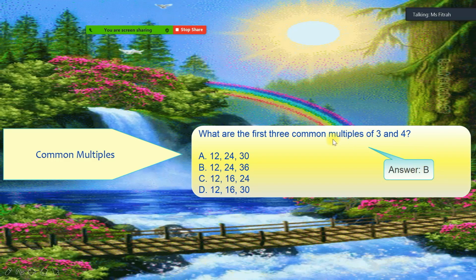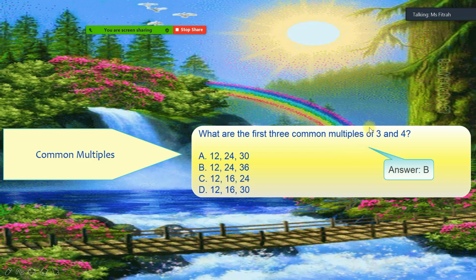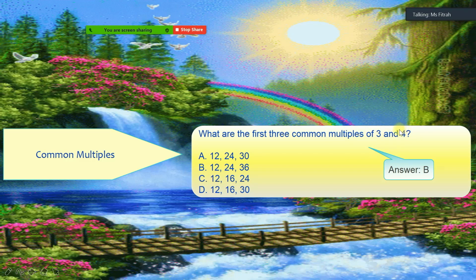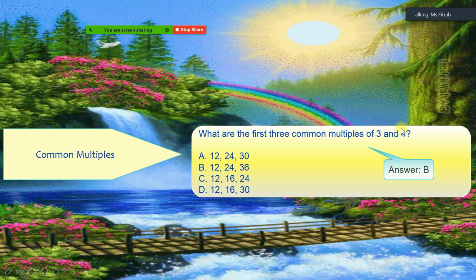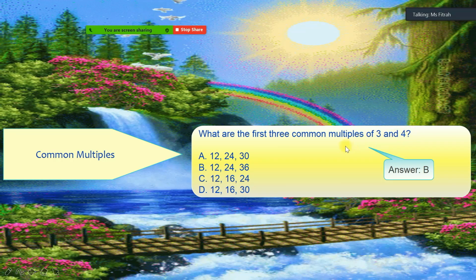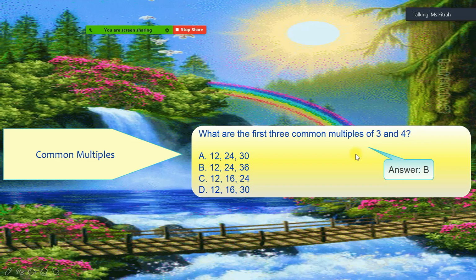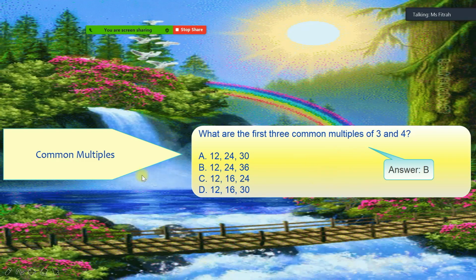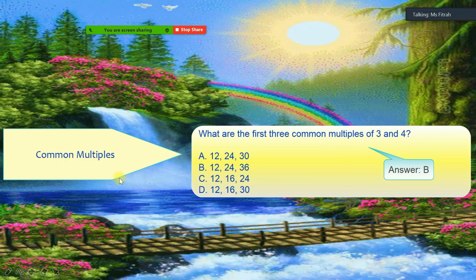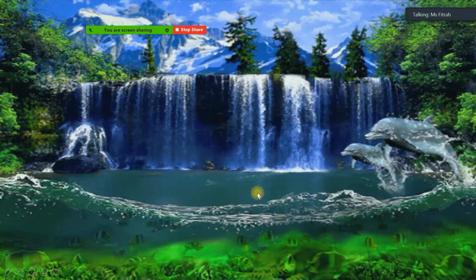Yeah, you must find the multiples of 3 and then find the multiples of 4. After this, you can look at the multiples of 3 and 4 that have the same number. Yeah, this is for common multiples. Okay, the next.